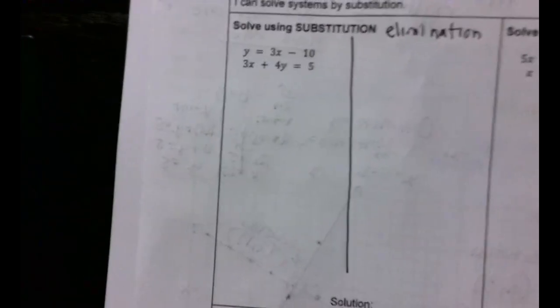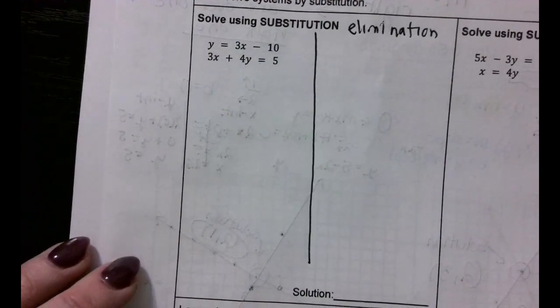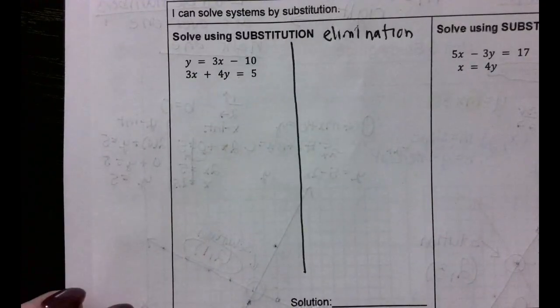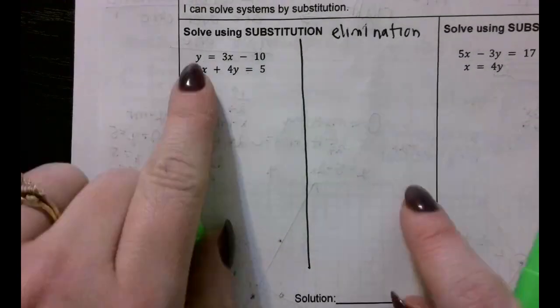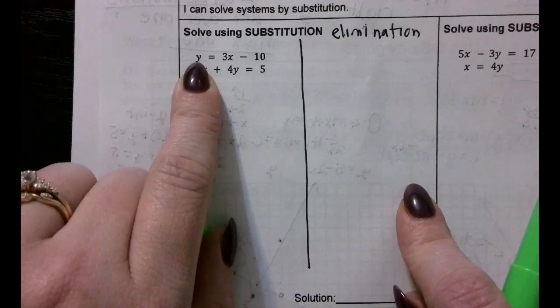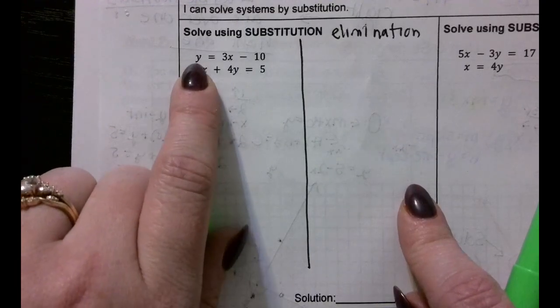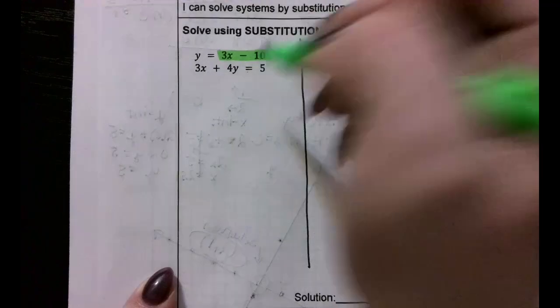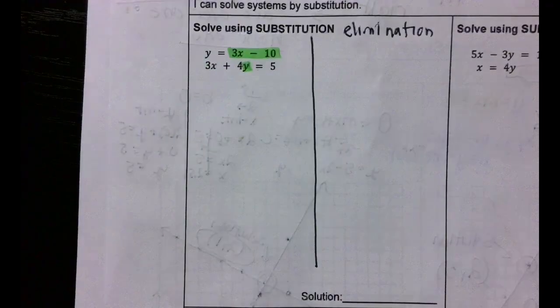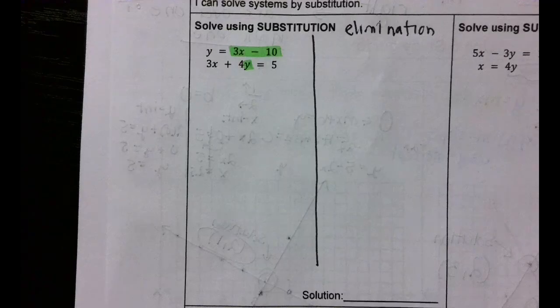Okay, since it's saying substitution, that means the problem's probably set up for substitution. Different things are set up for different ways of solving. That doesn't mean you have to do it that way. I noticed that y is by itself. So for it to be set up for substitution, that means one of the variables is isolated. It's by itself. Y is 3x minus 10. The equal sign just means the word "is." So that means I can put 3x minus 10 in the y spot because it's literally telling me that y is this expression.